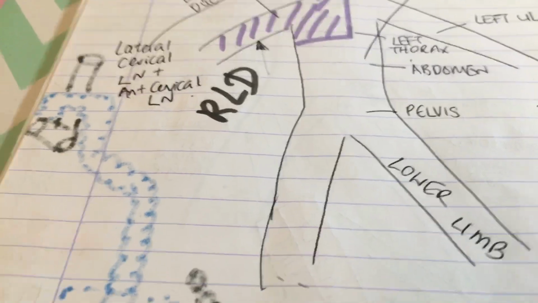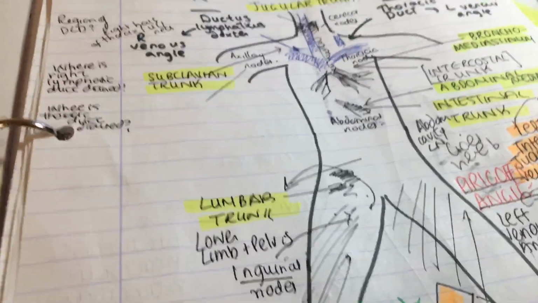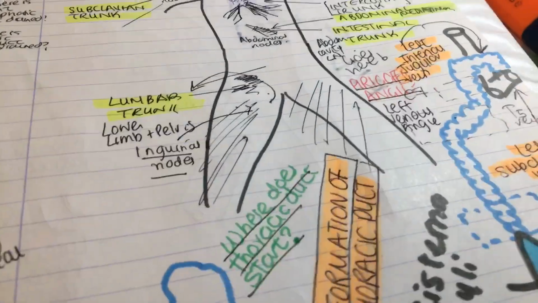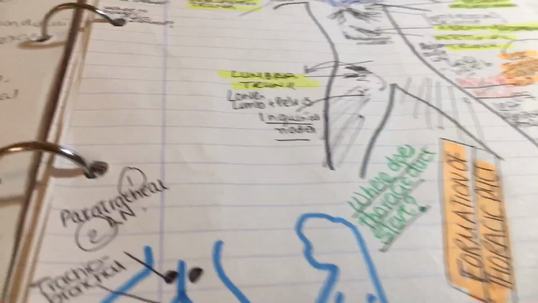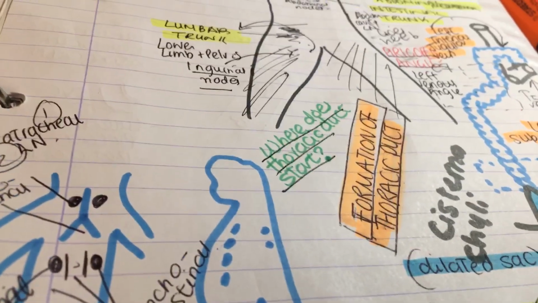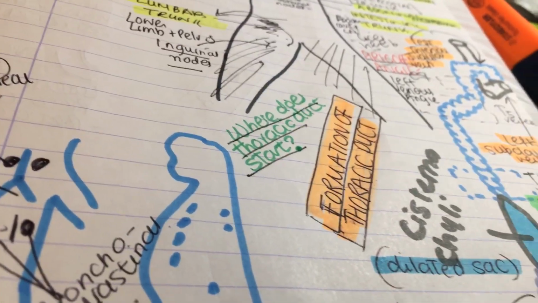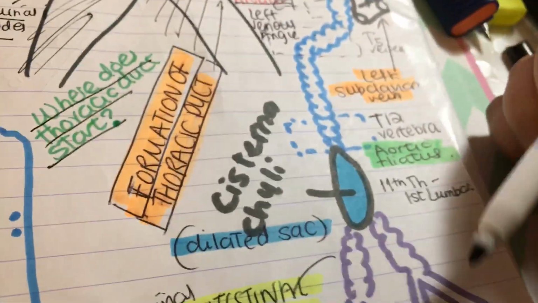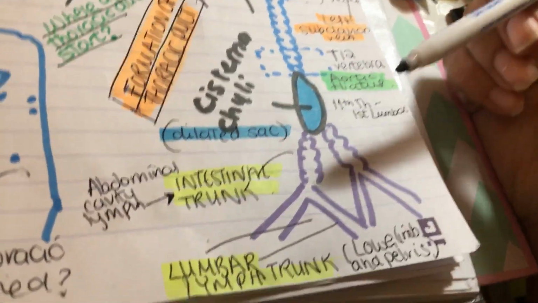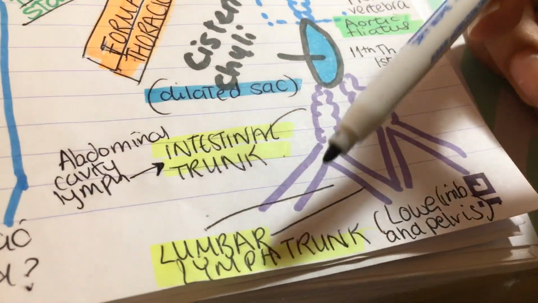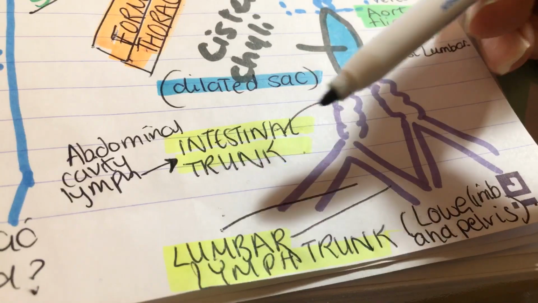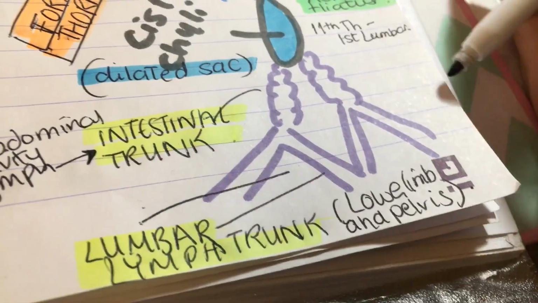Now, there's a couple of really important things you need to know. Let's have a look at this page here. Here you can see the formation of, firstly let's look at the thoracic duct. How is the formation of the lymphatic duct? The formation of the lymphatic duct is basically this little schematic diagram, and it is by the lumbar lymph trunks. Here is one of the lumbar lymph trunks, and here is another one of the lumbar lymph trunks.